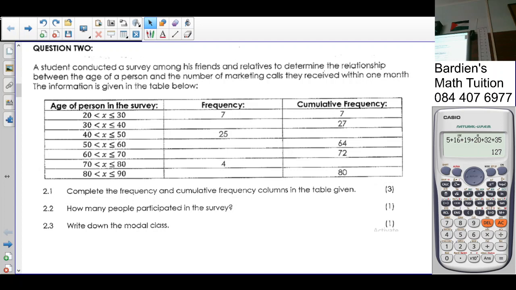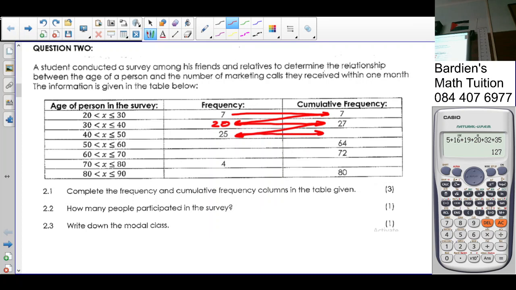So how do we normally work out the cumulative frequency table? We take whatever this number is, we transfer it there, which is correct. Not so? Then we say 7 plus this number gives you that number, which is 27. So what is this number here? 20. Then we say 27 plus 25. What's 27 plus 25? 52. So that is 52. Not so? So 52 plus that number there gives you 64. So what is this number?